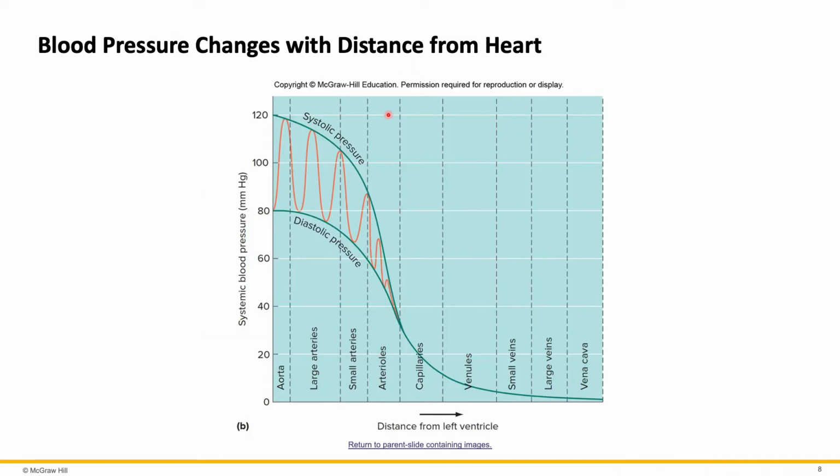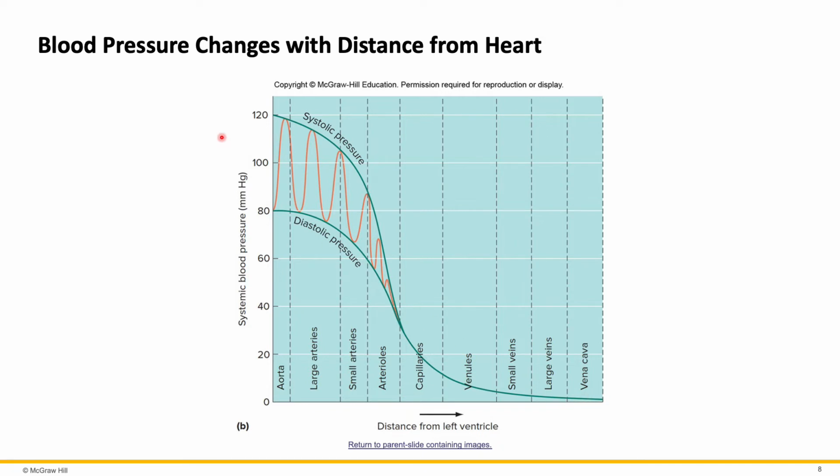This is an important graph. Let's pay attention here. On the x-axis we have the distance from the heart, and on the y-axis we have pressure in the arteries. As you can see, as we move away from the heart, the pressure actually drops down.